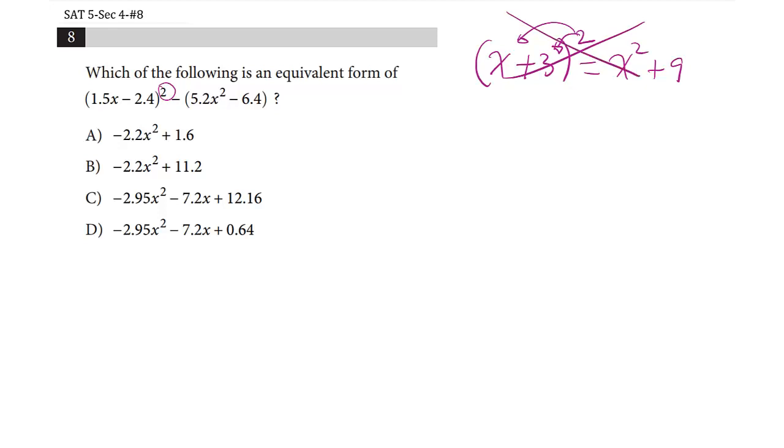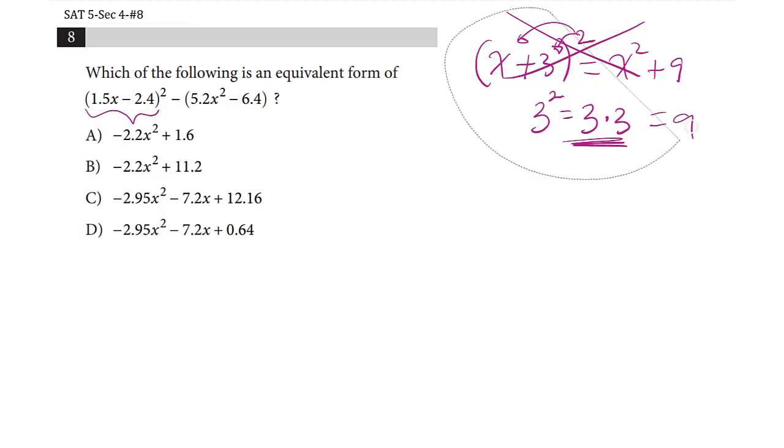Please avoid it. Instead, let's think about what you do if you see, for instance, 3 to the second. To answer this, we typically say 3 times 3. And of course, the answer would be 9. So in our case, since we have 1.5x minus 2.4, this quantity here is squared, we're going to use this logic to open up those parentheses. So let's go for it.